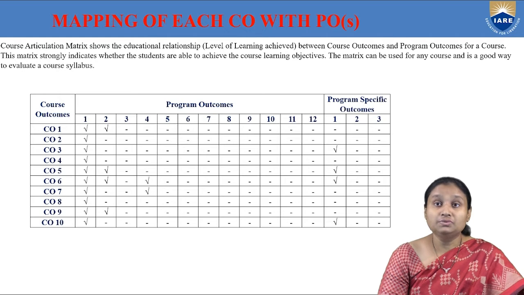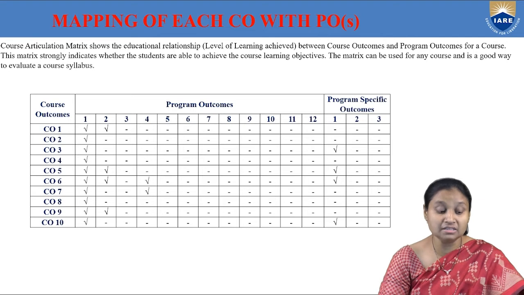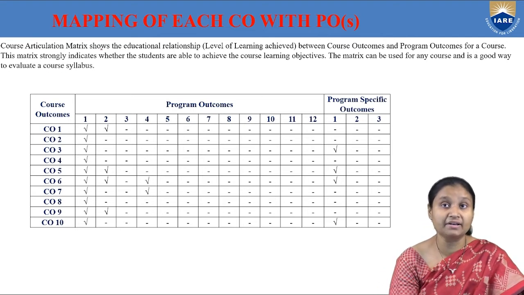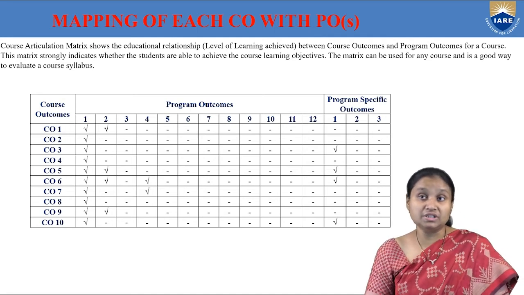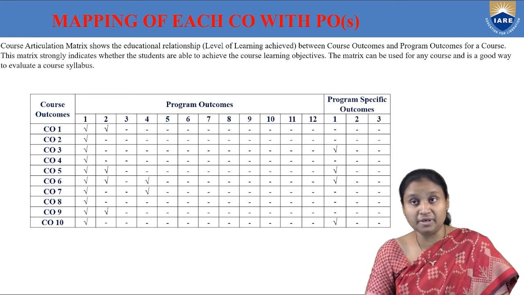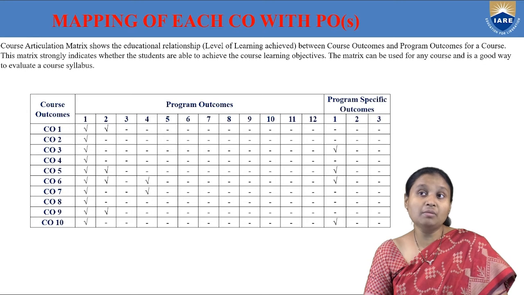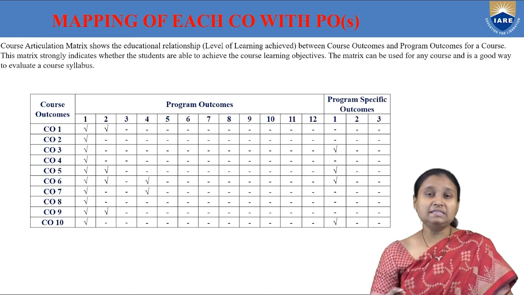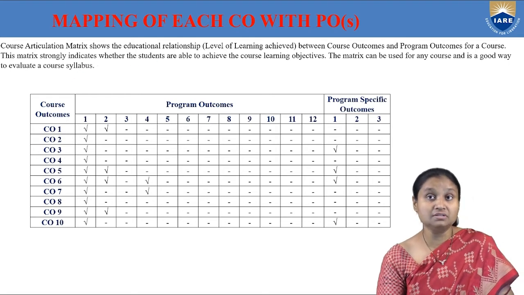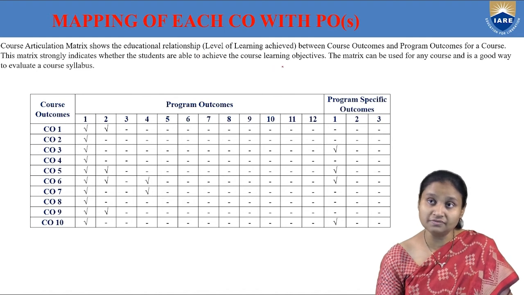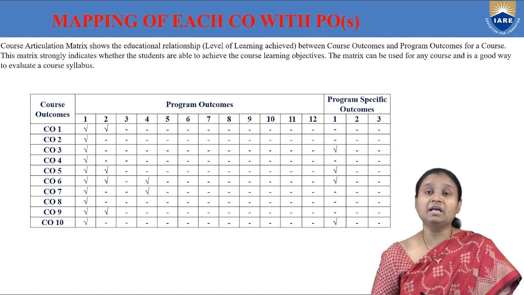Now here we are going to see for each outcome how these POs and PSOs are mapped, and it is called the course articulation matrix. So what is course articulation matrix? It shows the educational relationship, or level of learning achieved by a student, by taking the relationship between course outcome and program outcome for a course. And what is the main advantage of this course articulation matrix? This matrix strongly indicates whether the students are able to achieve the course learning objectives. And also this matrix can be used for any course, and it is a good way to evaluate a course syllabus.